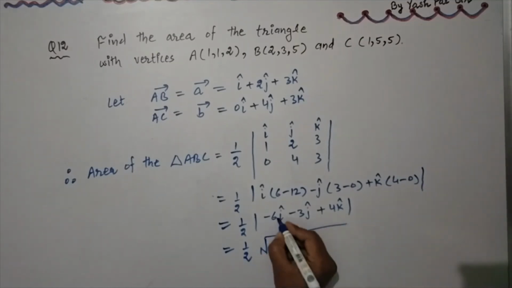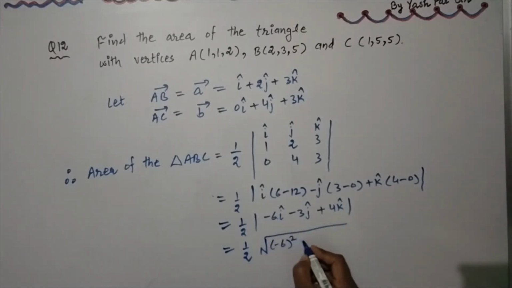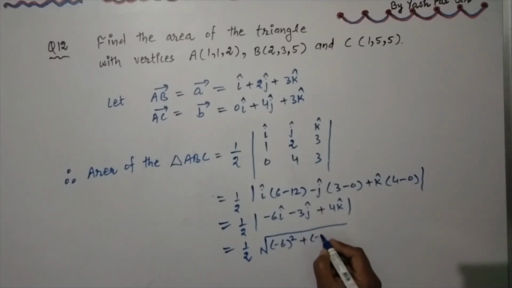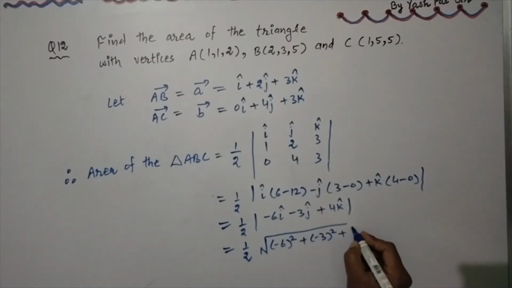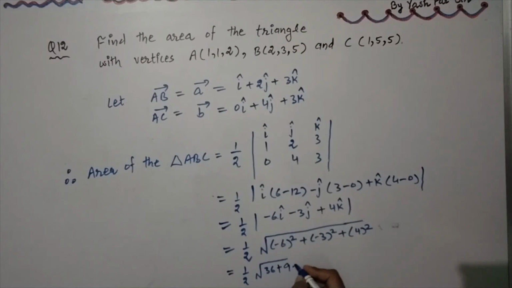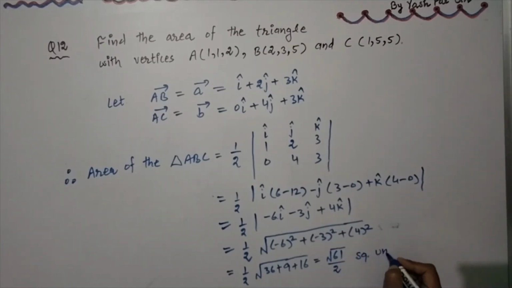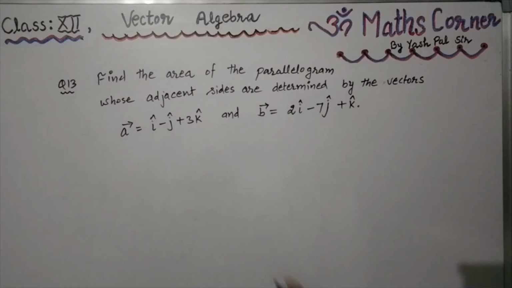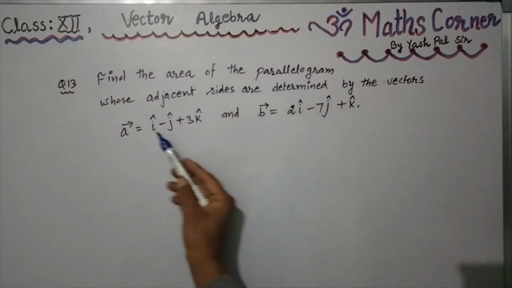So again we take the magnitude, 1 by 2 into square root of coefficient of i is minus 6 whole square plus coefficient of j is minus 3 whole square plus coefficient of k is 4 whole square. So this becomes 36 plus 9 plus 4, 4s are 16. So this is equal to square root of 61 upon 2 square units.